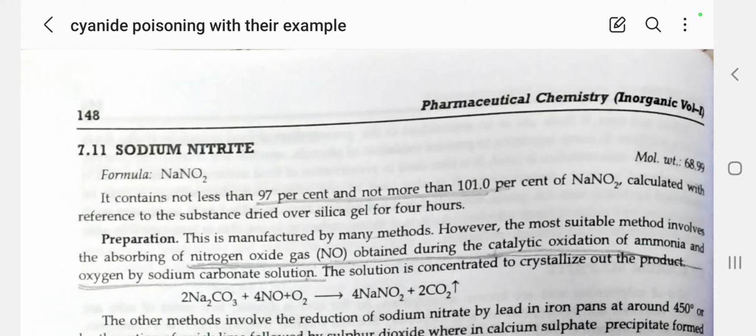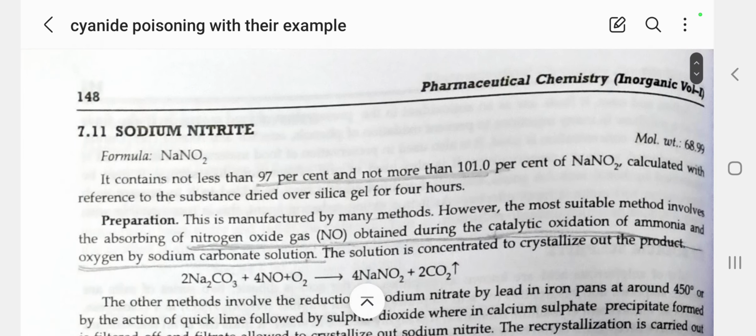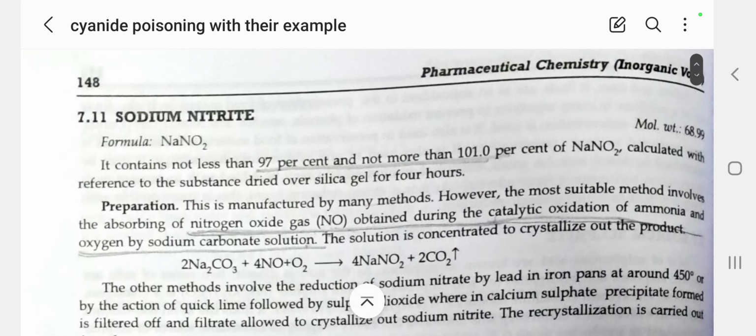In this class I am going to discuss with you cyanide poisoning with their official examples. In the previous session I already discussed what antidotes are and which official examples are used for the treatment of cyanide poisoning. In this session I am going to discuss specifically the inorganic substances, sodium nitrite and sodium thiosulphate, used for the treatment of cyanide poisoning. Let's see one by one.